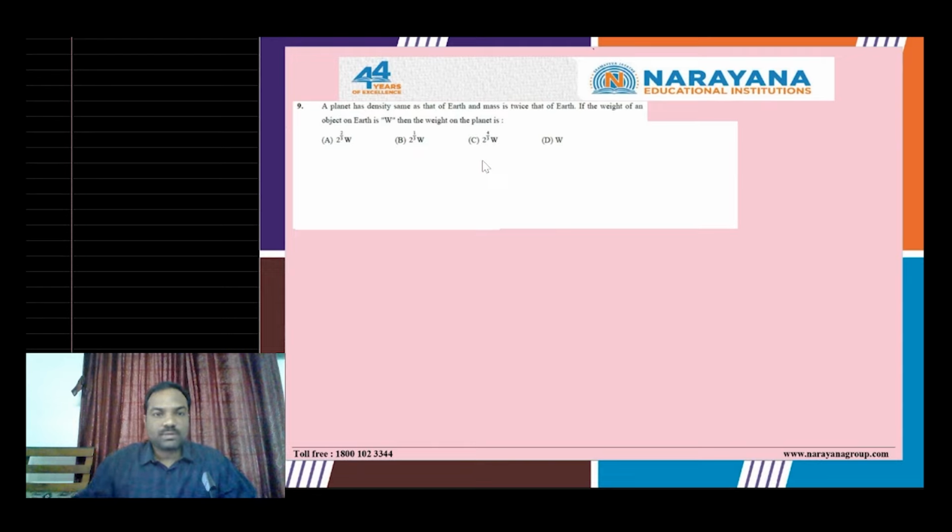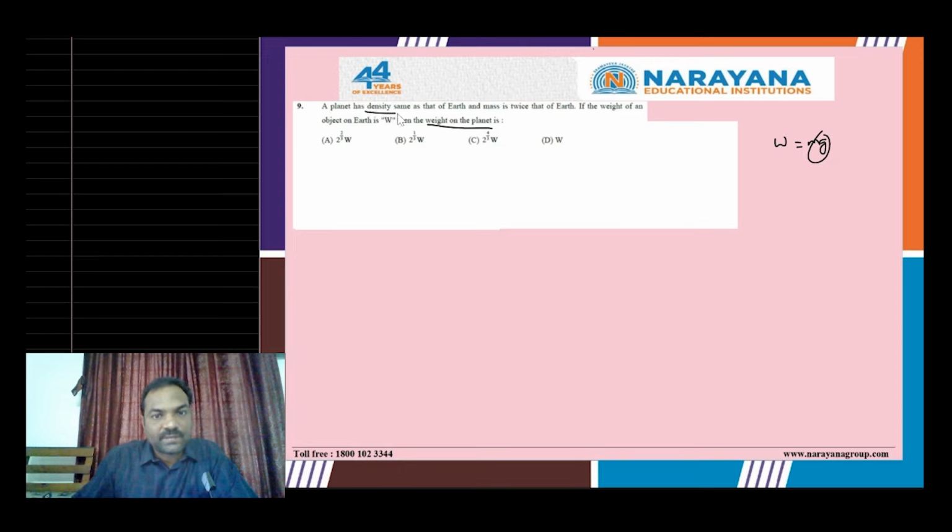So let us go to the next question, which is related to gravitation. Here they're asking the weight of an object on the planet. So ultimately we need to find out the weight. For weight we need to calculate mg. G value we need to calculate ultimately, right? So for that they have given two different ideas here in the question.